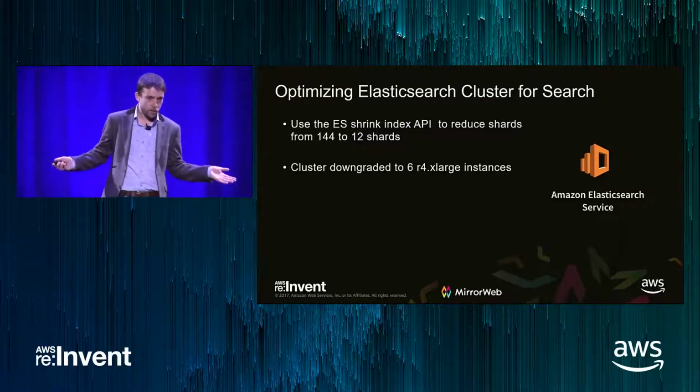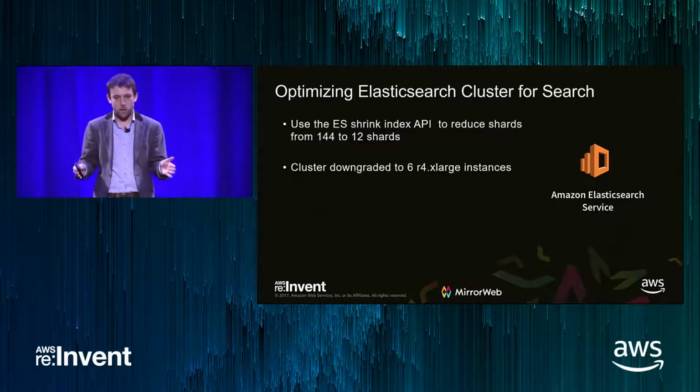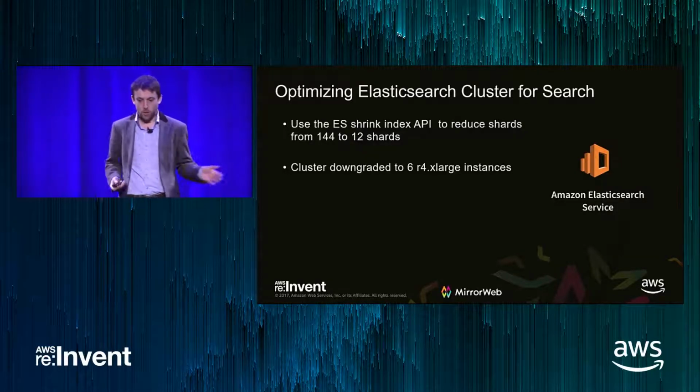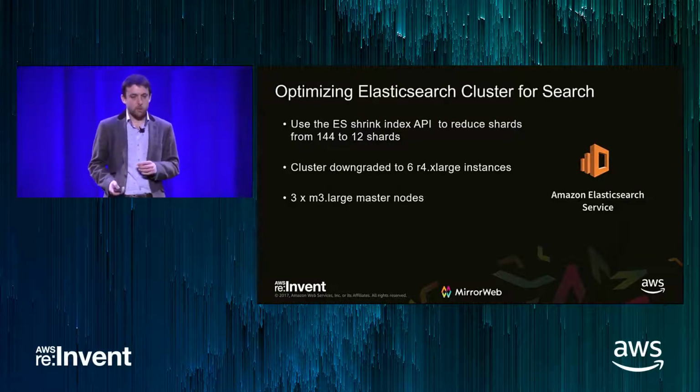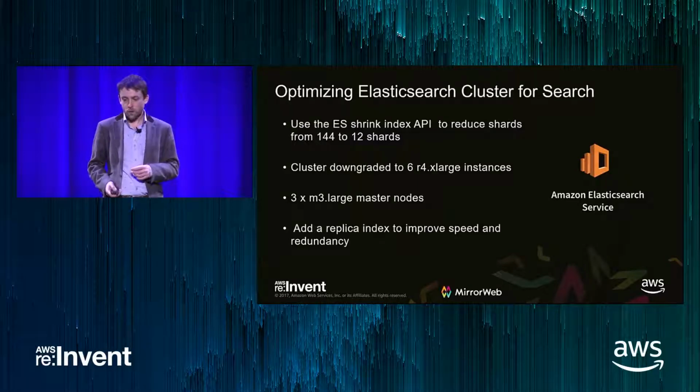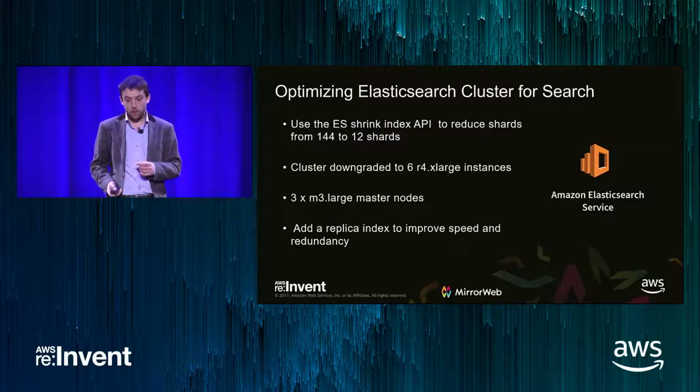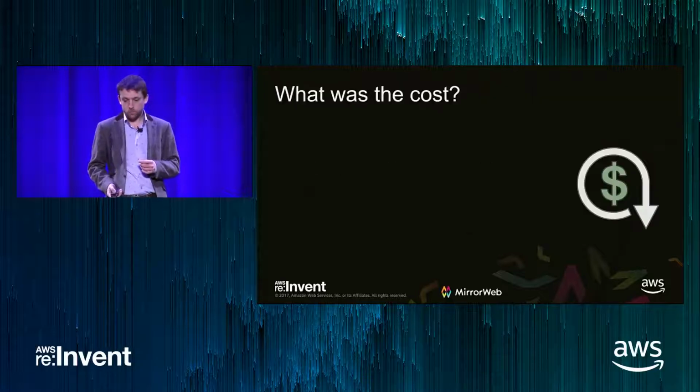And then we downgraded the cluster. This was one of the features of Amazon Elasticsearch. We were able to shrink the cluster down, and it managed it all down to 6 R4 X large instances. And then we have 3 M3 large master nodes. And then finally, we added a replica index to improve speed and redundancy.